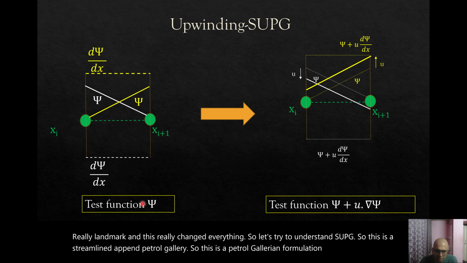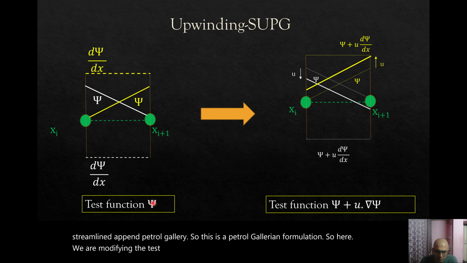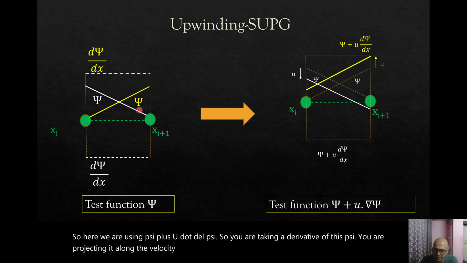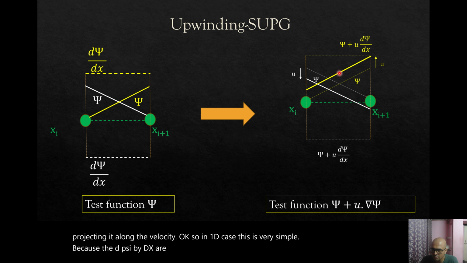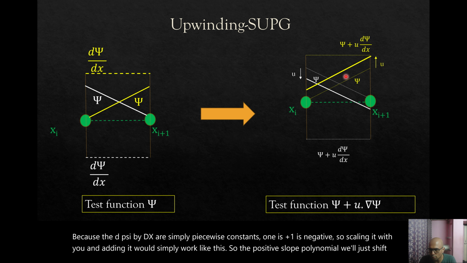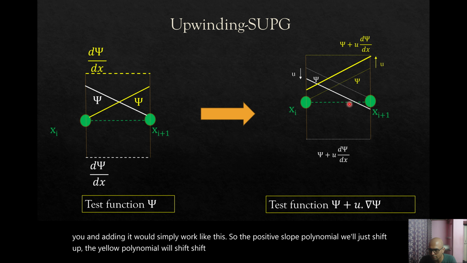This is a Petrov-Galerkin formulation, so here we are modifying the test function. In continuous Galerkin, your test function was psi. Here we are using psi plus u dot del psi. So you are taking a derivative of this psi and projecting it along the velocity. In the 1D case, this is very simple because the d psi by dx are simply piecewise constants. One is positive, one is negative. So scaling it with u and adding it would simply work like this. The yellow polynomial will shift up and the white polynomial will shift down.